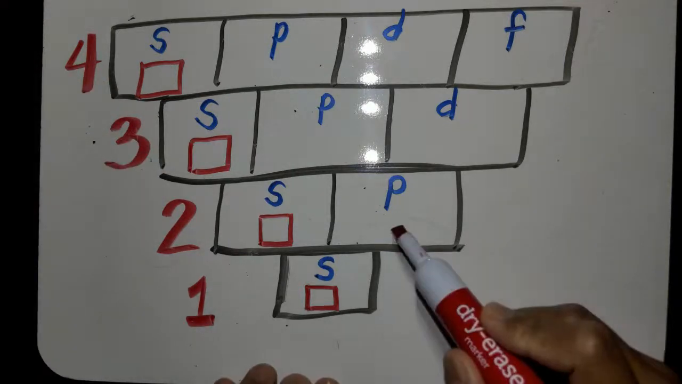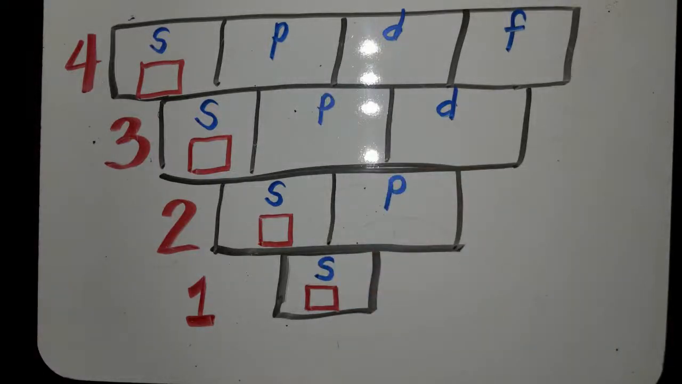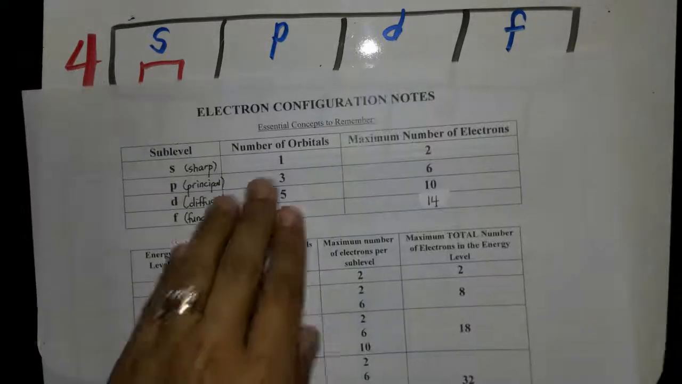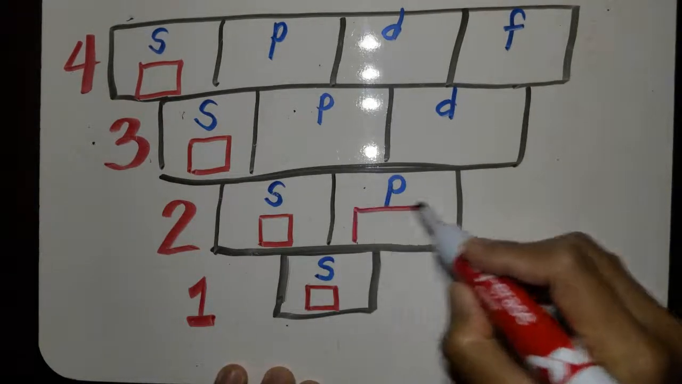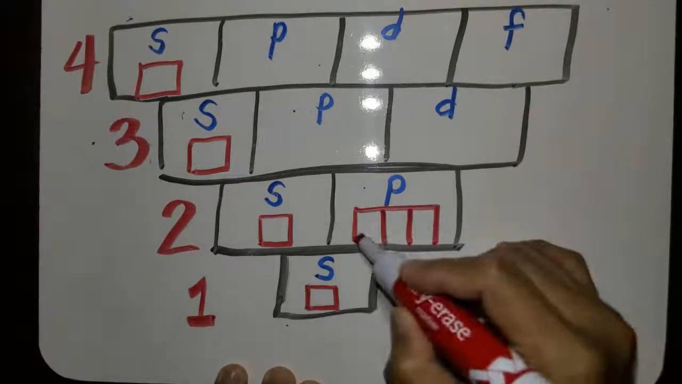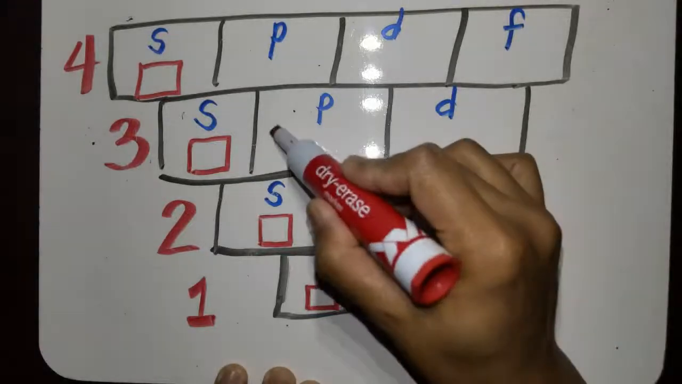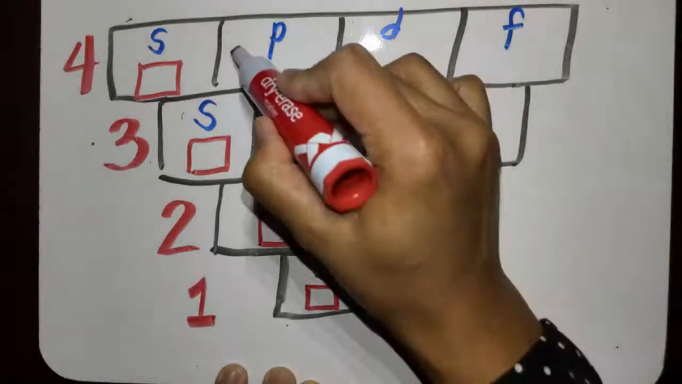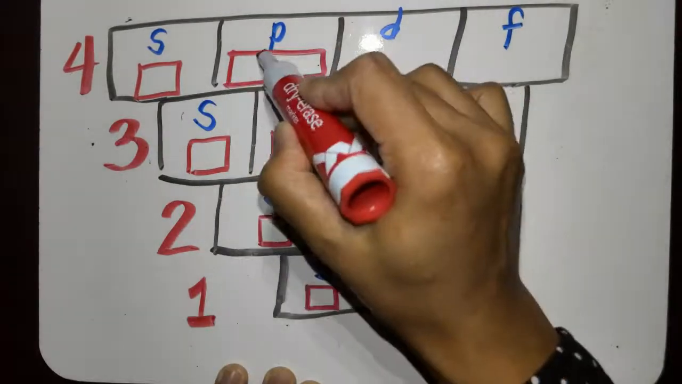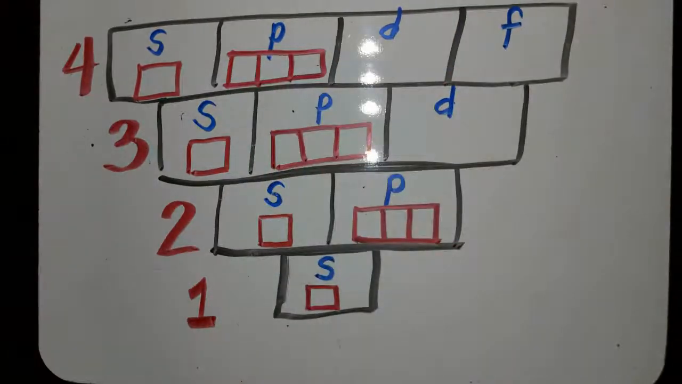Next, the P. All the P has 3 orbitals based on this chart. So I'm going to draw 3 rooms for the P. And this is also a P, so I'm going to draw the 3 rooms. And then the last P here, I'll have 3 rooms. Okay? So P will always have 3 orbitals.